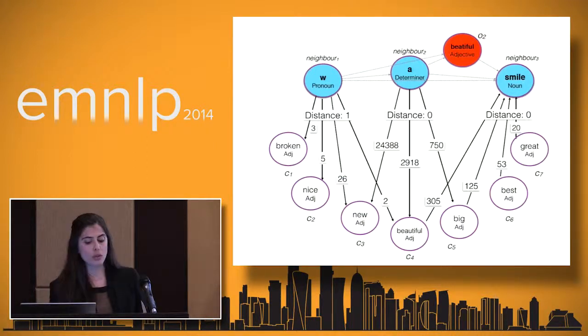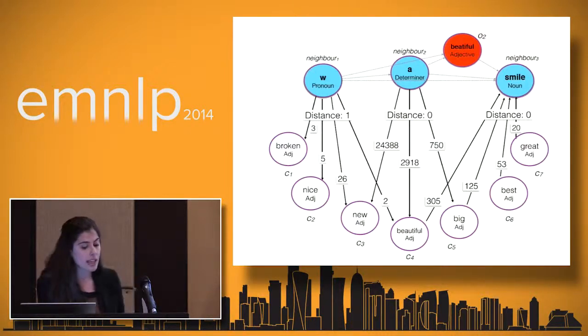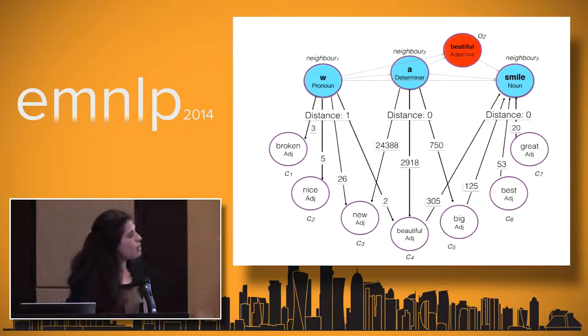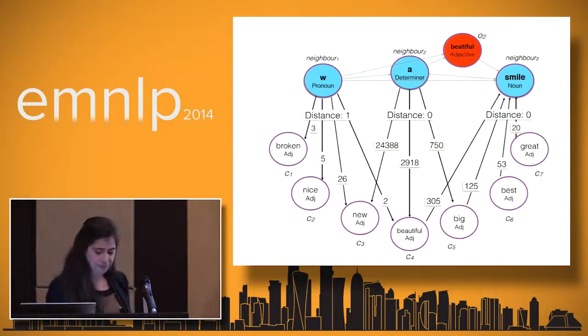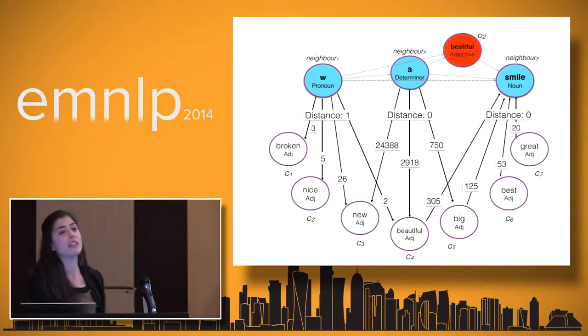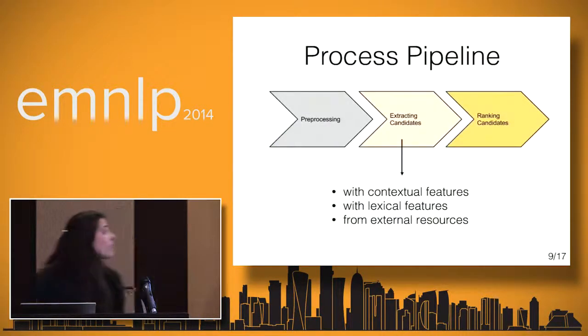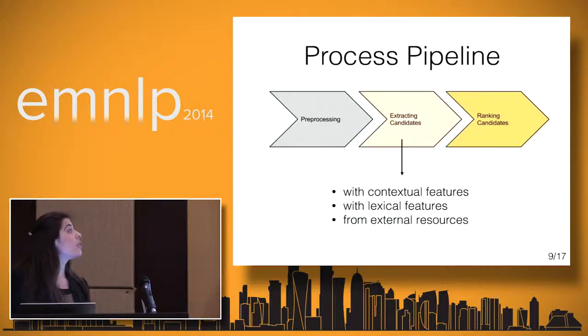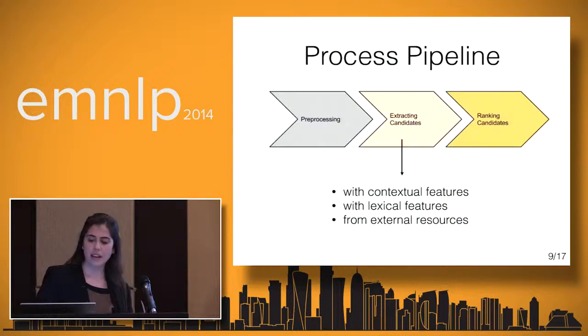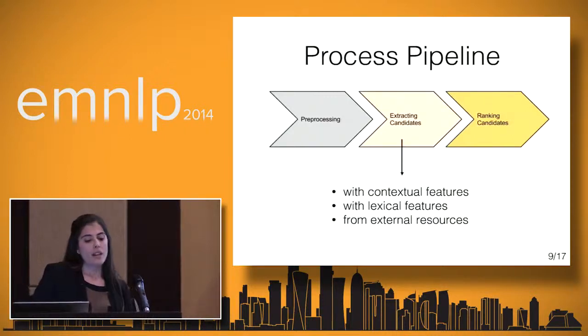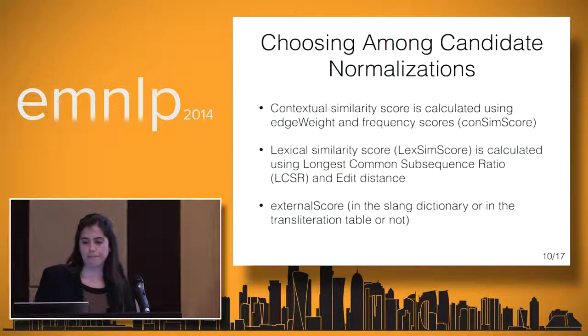After finding candidate nodes with corresponding edges, we later score each candidate using its edge weight with the neighbor. Those numbers are the edge weights. And we also use their frequency in our corpus. So far, we extracted some candidates using contextual features, and we also extract candidates using lexical features and from external resources. The next step is finding the correct normalization among all these candidates.